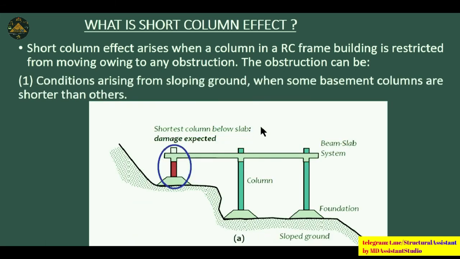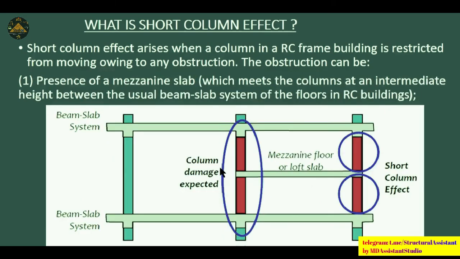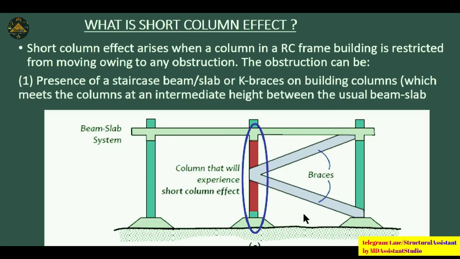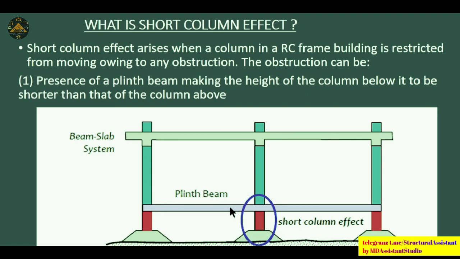The short column effect can arise, for example, from sloping ground when the basement columns are shorter than the others, or from the presence of a mezzanine slab, or by the presence of K bracing, or by the presence of a staircase also, or by the presence of a plinth beam.